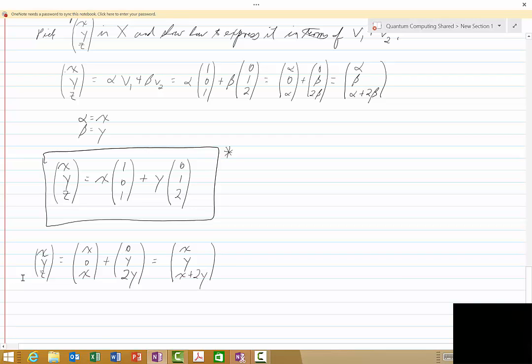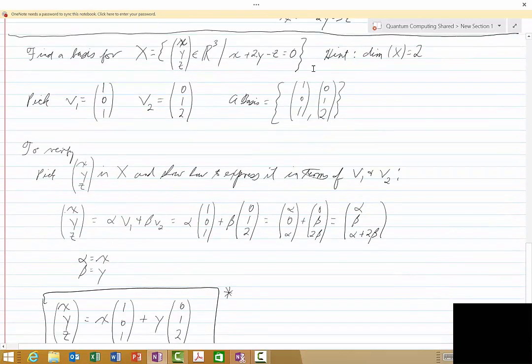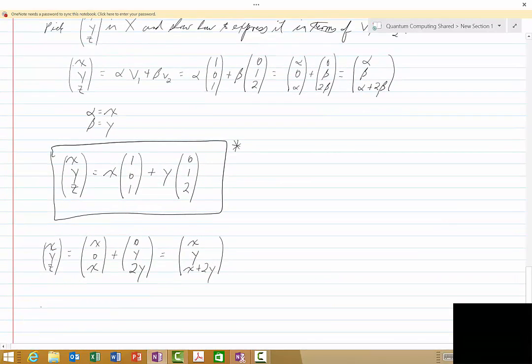And so clearly we see that the first component works out. Clearly we see that the second component works out. But what about this third component? We have z on the left-hand side. We have x plus 2y on the right-hand side. But remember now, this vector x, y, z was chosen to be a vector in X. And for all vectors in X, x plus 2y minus z is 0, which implies that z, if we keep z on one side and take the x and 2y over to the other, z is equal to x plus 2y.